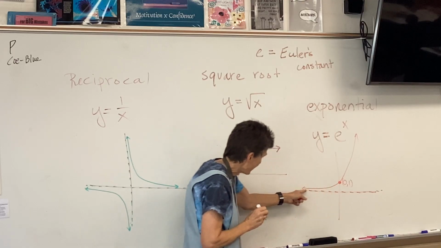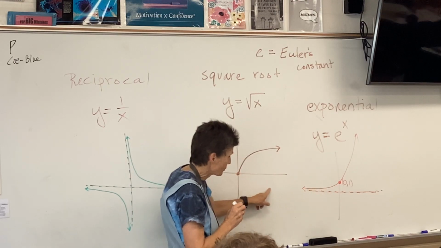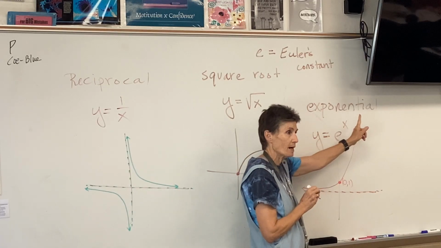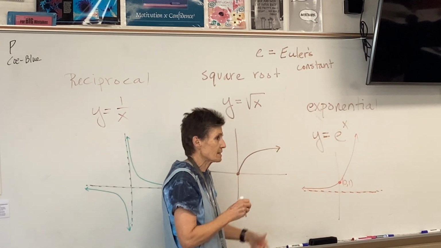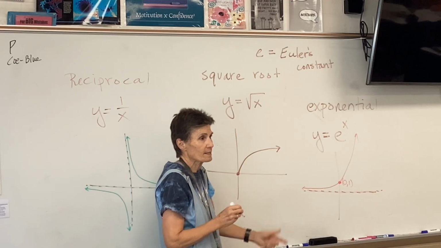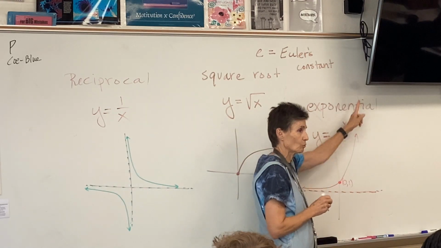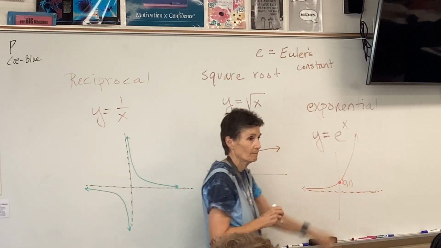So this way, it gets closer and closer and closer to the asymptote, and this way it shoots up. You might at some point in your life have overheard someone say exponential growth. This is exponential growth. It goes really fast.